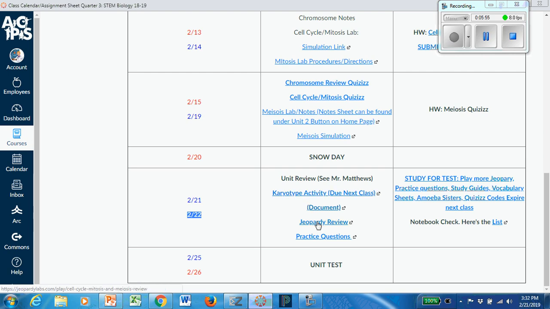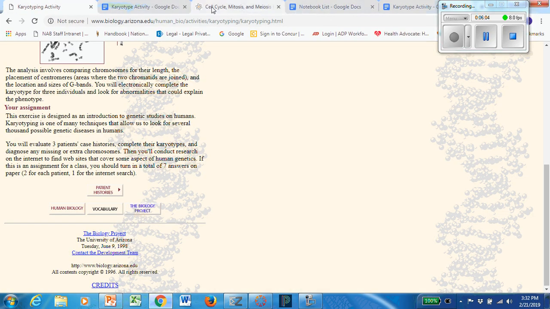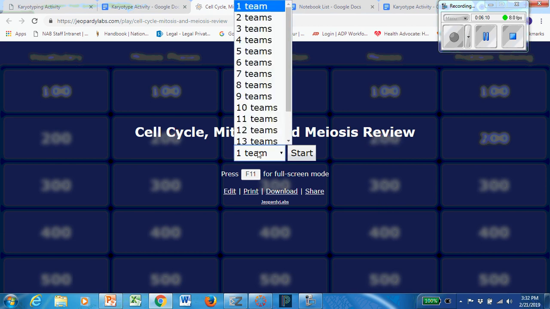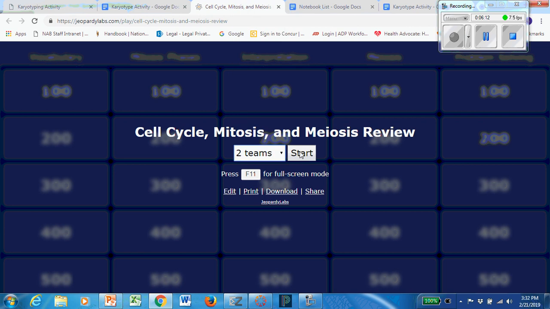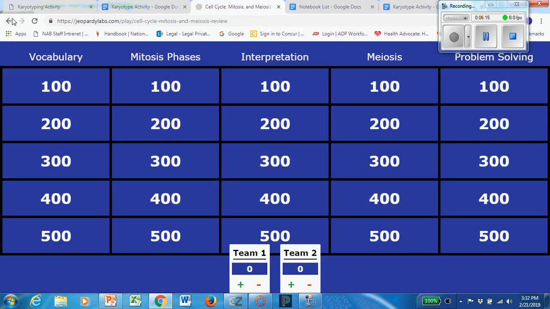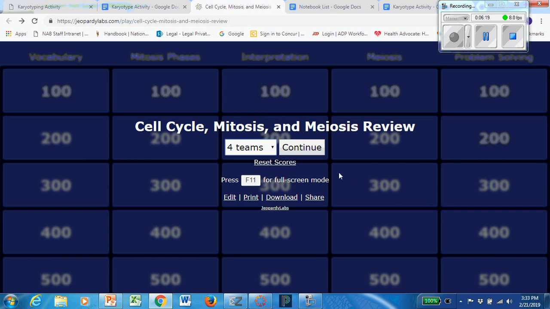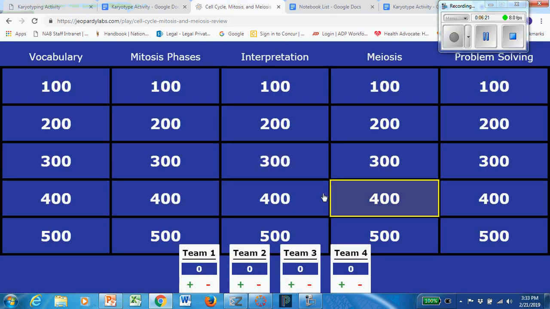Okay, so whether you do this unit review, these ones, or the karyotype first, it doesn't matter. What I would like you to do is at your tables, it has to be at your tables, play Jeopardy. I created a Jeopardy game that looks like this. Now at your tables, you can decide whether it's going to be 2 versus 2, and that way you'd have 2 teams, and you'd hit start, or if you want to have 4 teams and everyone play individually, or 3 teams, whatever, you'll play.